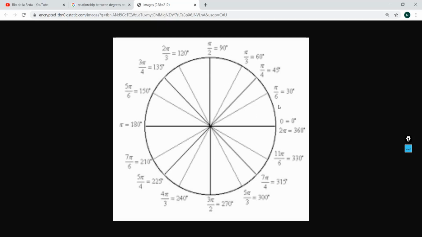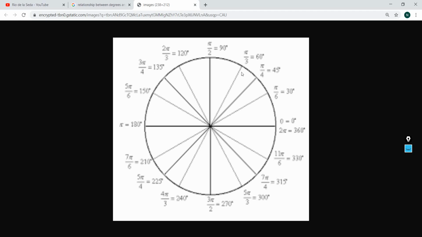Okay, look at this whole figure. Remember that pi radians, I hope you can see, this was the best image I could find. Pi radians is equal to 180 degrees, which is basically half a turn. It's an angle of 180 degrees. That's going to be equal to pi radians.